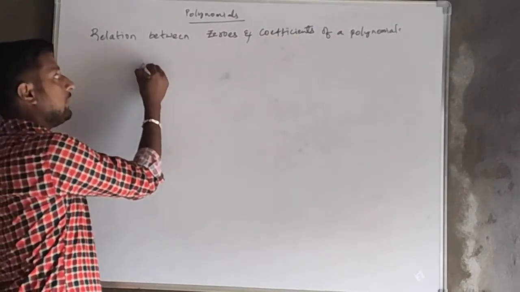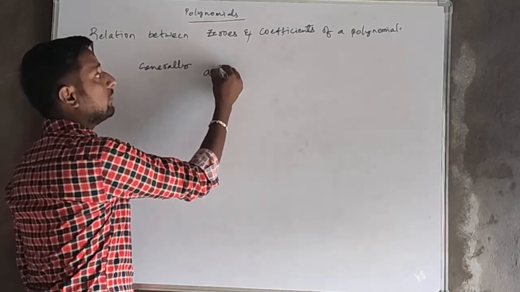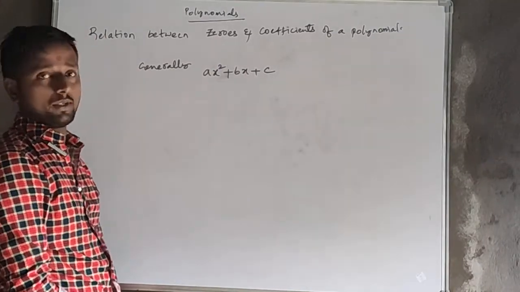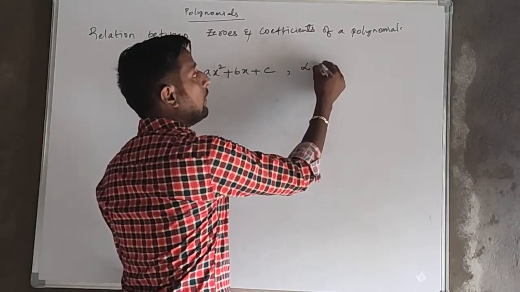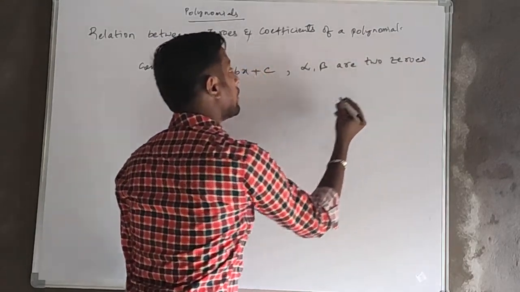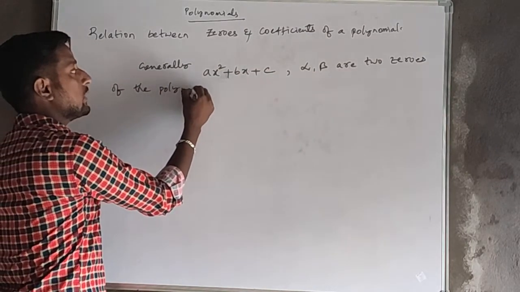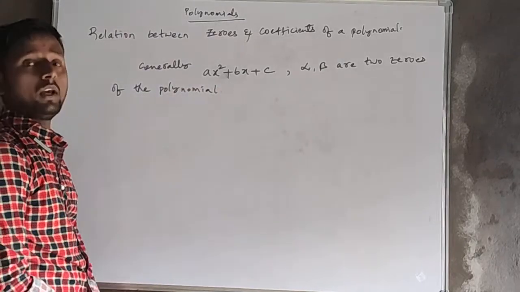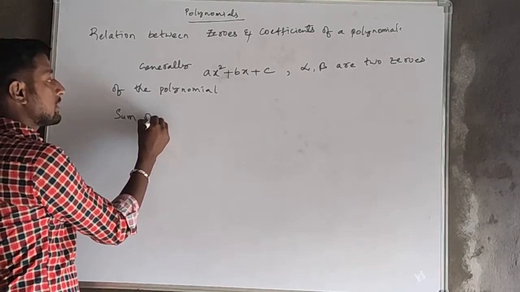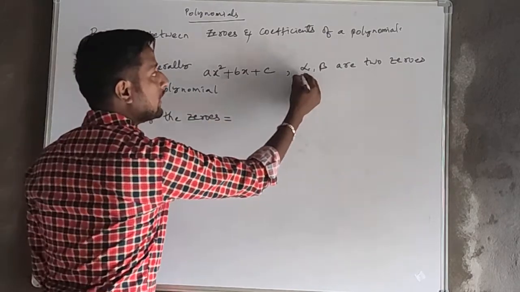So generally, the general form of a quadratic polynomial is ax square plus bx plus c. Now what I am telling you, alpha and beta are two zeros of the polynomial, correct? Now what relations will we write? The first relation is the sum of the zeros. These two are zeros, no?